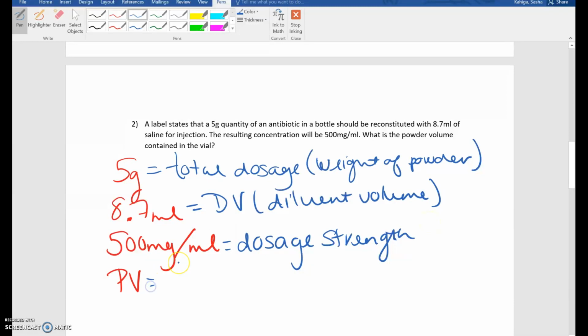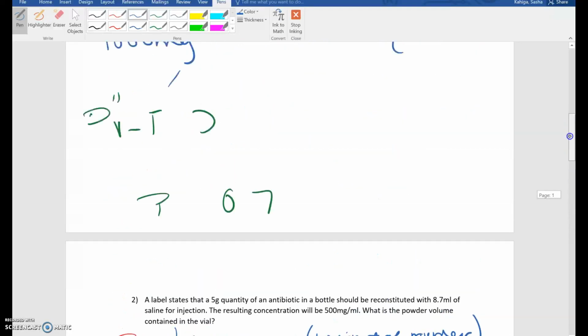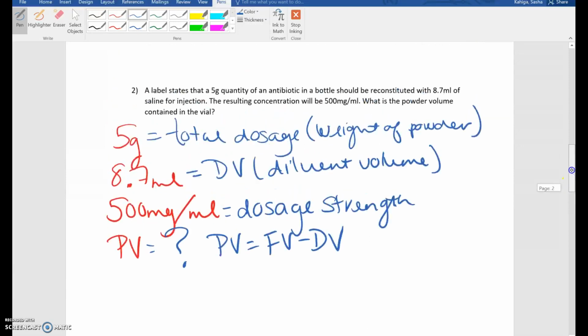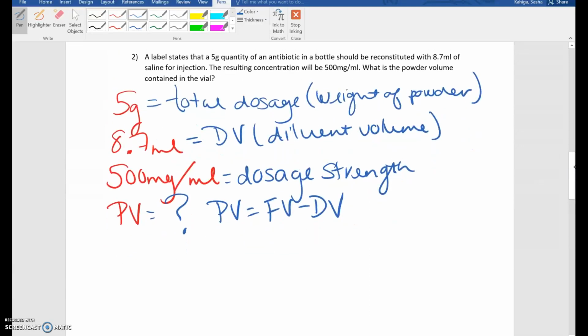And then you're actually looking for your powder volume. But remember, in order to solve that, PV equals FV minus DV. So as you look at your problem, in order to solve your powder volume, you have to make sure that you have the components that are needed. The only component that you have in order to solve this problem is your what? Your diluent volume.